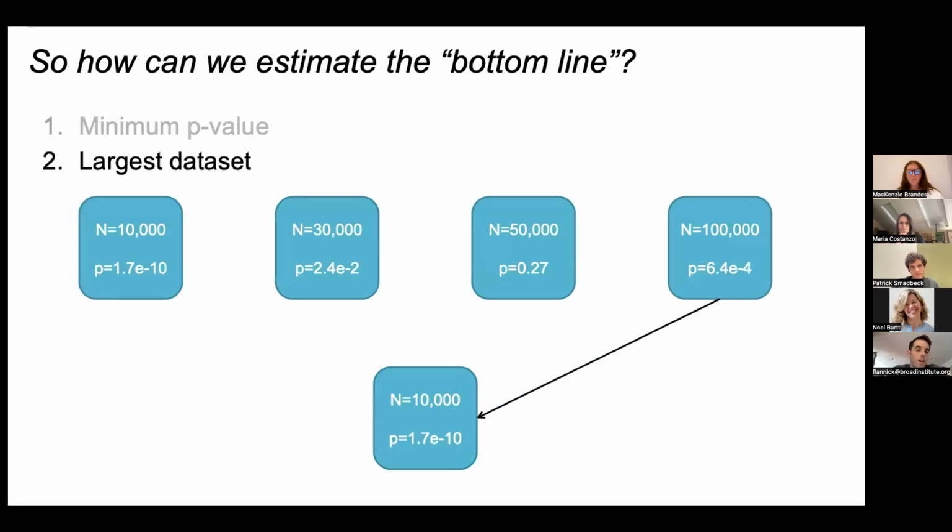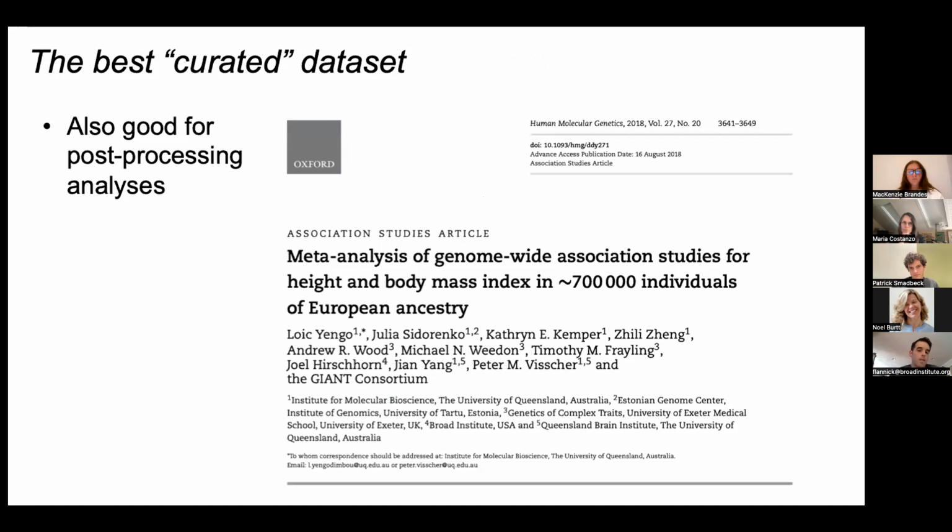An alternative going in the other direction would be to take the association from the largest data set, right? So we don't take the p-value based on the most significant, but we take the one from the largest data set, under the assumption that it has the most power, and that's the most recent study in most cases.